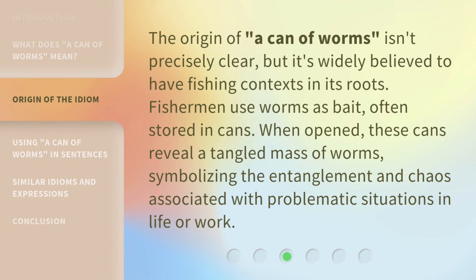The origin of a can of worms isn't precisely clear, but it's widely believed to have fishing contexts in its roots. Fishermen use worms as bait, often stored in cans. When opened, these cans reveal a tangled mass of worms, symbolizing the entanglement and chaos associated with problematic situations in life or work.